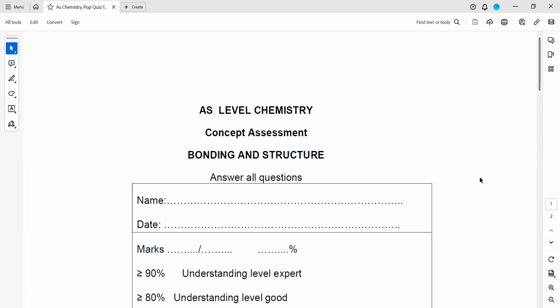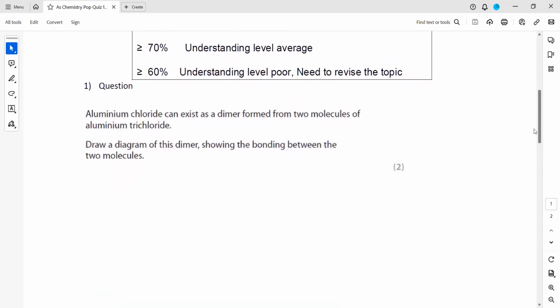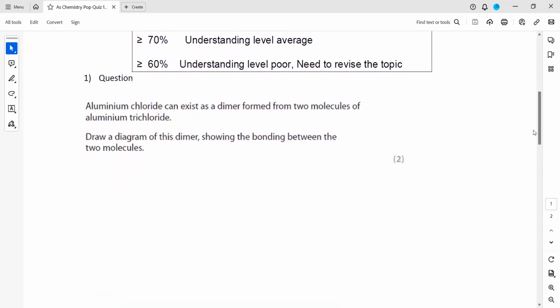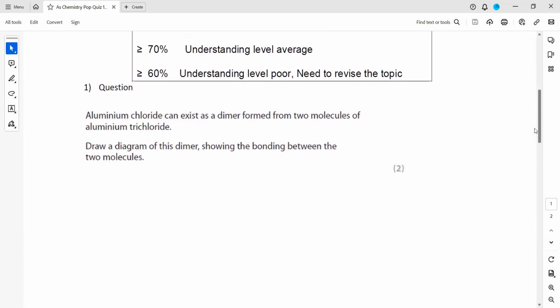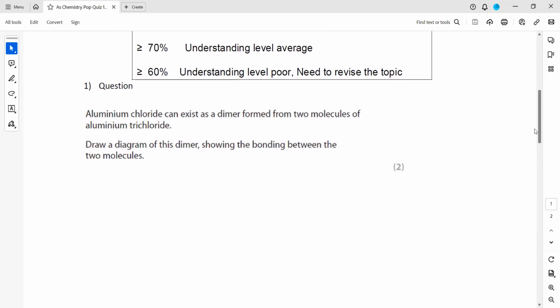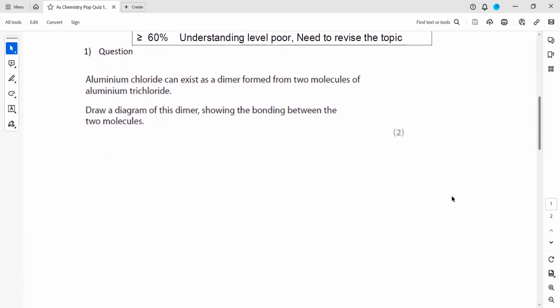So this one was a pop quiz 10, which was related to bonding and structure. Aluminium chloride can exist as a dimer formed from two molecules of aluminium trichloride. Draw a diagram of this dimer and show the bonding between the two molecules, like how the two molecules are linked with each other in aluminium trichloride.